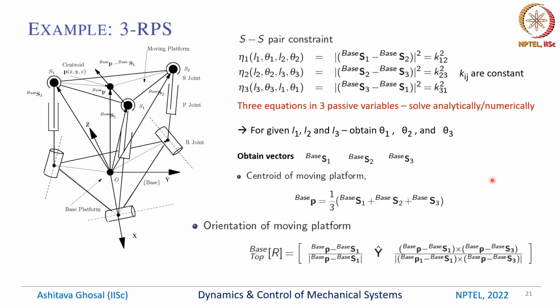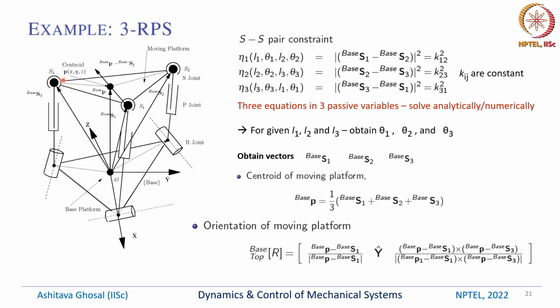So what is the problem? We are given L1, L2, L3, and we have to first find theta 1, theta 2, and theta 3. Once we obtain theta 1, theta 2, theta 3 for a given L1, L2, L3, we can then specify or find these vectors base to S1, O to S2, and O to S3. So we know these 3 vectors.